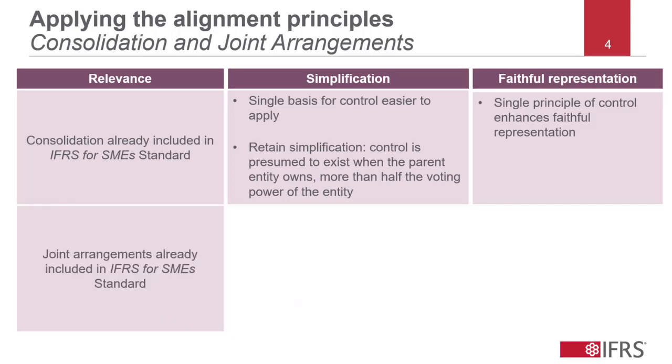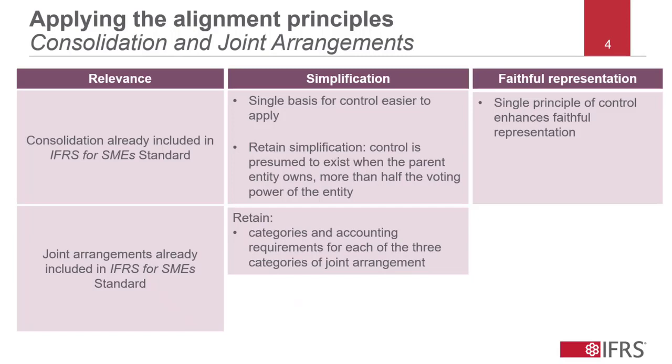Firstly, as it had done for IFRS 10, the board noted that it had already assessed accounting for investments in joint arrangements to be relevant for entities applying the IFRS for SMEs Standard. Furthermore, the board noted that the definition of joint control in IFRS 11 is linked to the definition of control in IFRS 10. Having decided to seek views on aligning the IFRS for SMEs Standard with IFRS 10, the board decided to also seek views on alignment with IFRS 11.